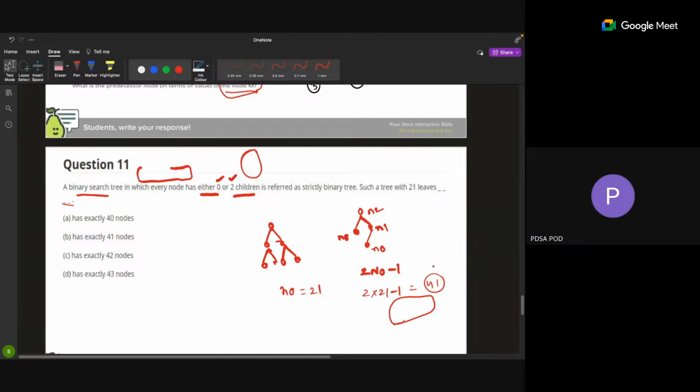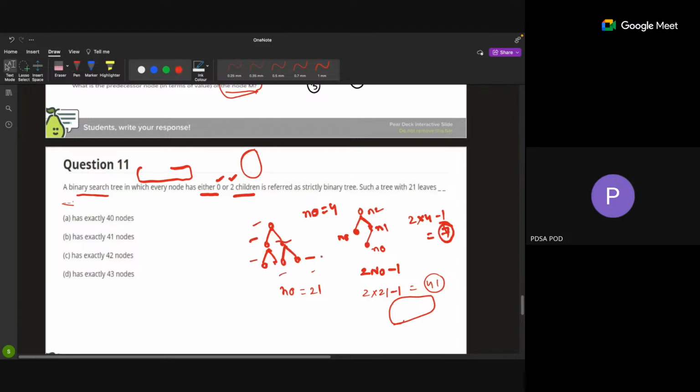Still you want to prove it? This is the best example. For example, in this case n0 is 4. Is it right? Now, the total number of nodes you want to find out means 2 into 4 minus 1. What is this? 7, no? It is 7. So this is 1, 2, 3, 4, 5, 6.